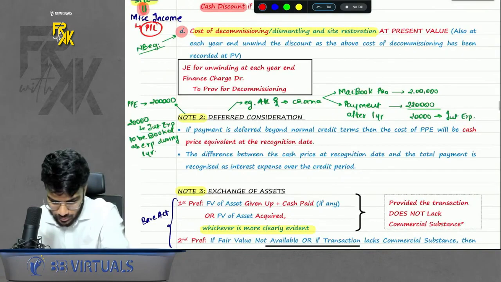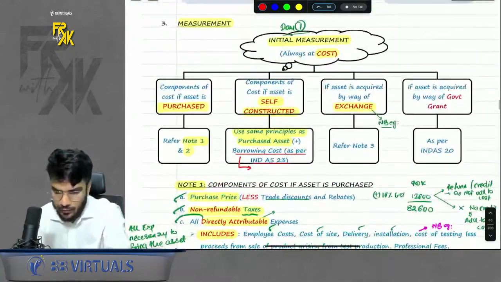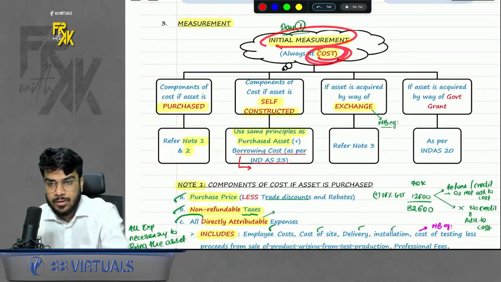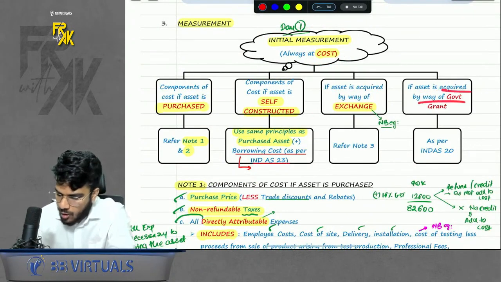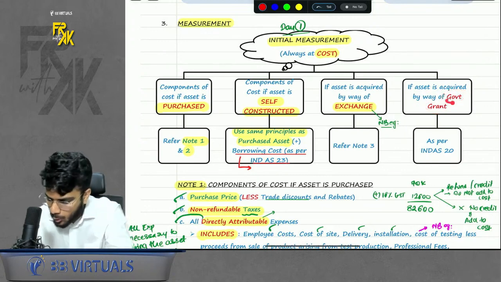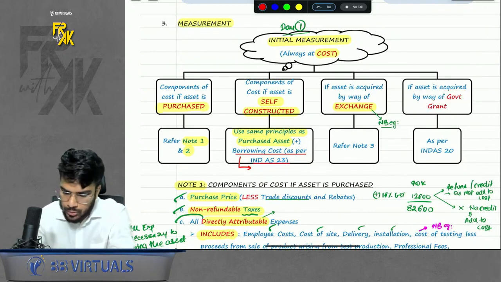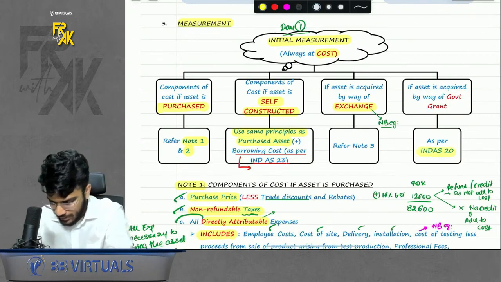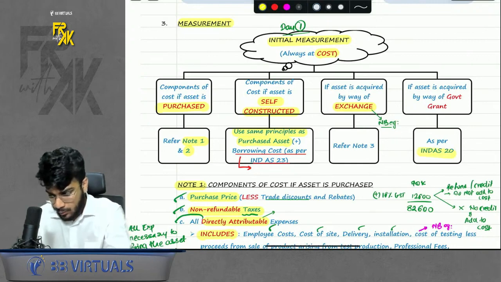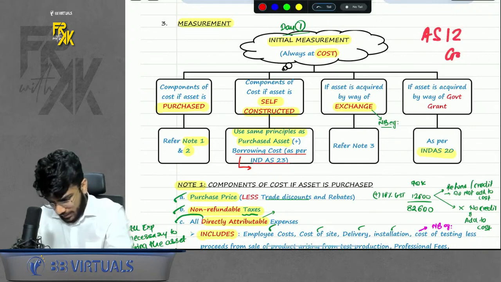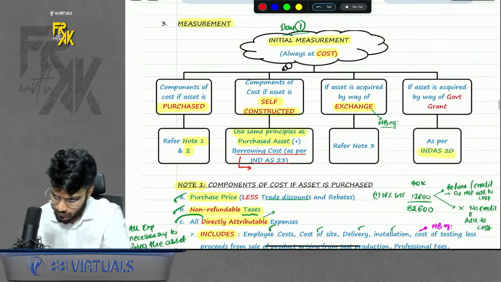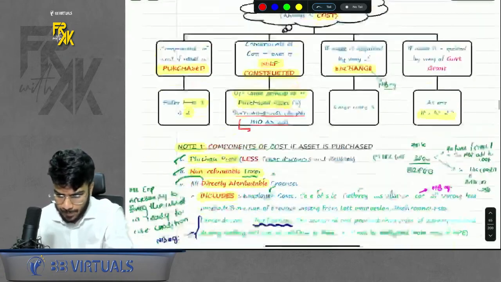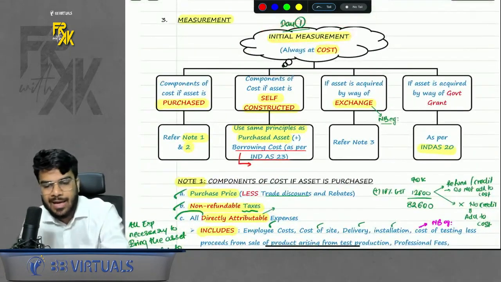Okay, sir. Now, this was the criteria of initial measurement when the asset is acquired by way of exchange. Done. Next point. What if the asset is acquired by way of government grant? That means what if government provides you the asset for free, or at a lower amount? Those things will be covered under Ind AS 20. Ind AS 20 talks about government grant. Like you had AS 12 for government grant, we have Ind AS 20 for treatment of government grants, right? So we will cover it there. No need to discuss it here. So this completes our point of initial measurement. I hope this is clear to everyone.